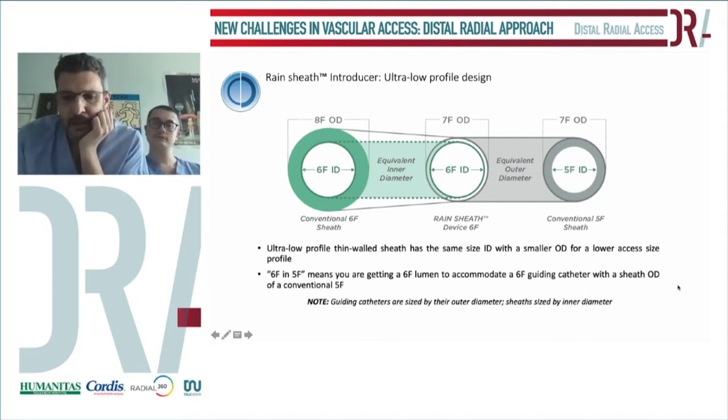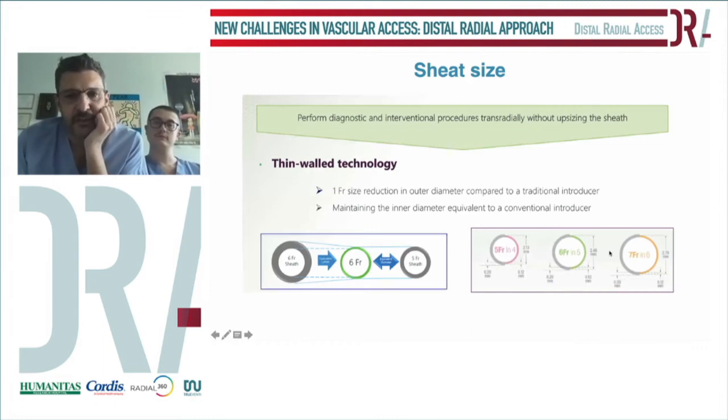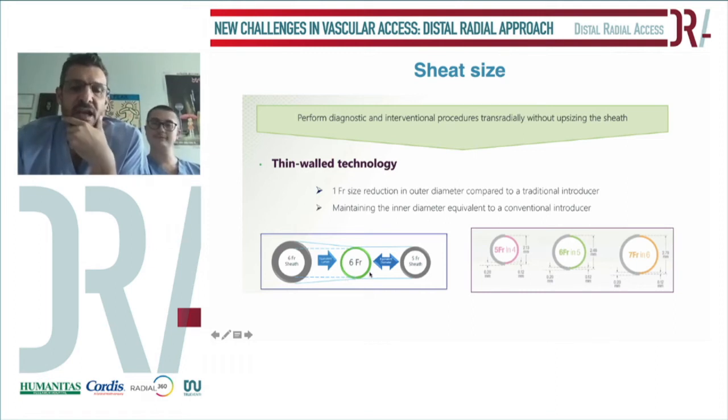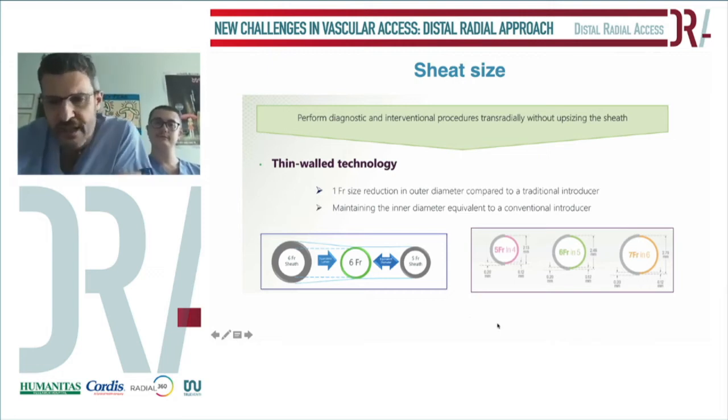Okay. Next, this is the same concept. This is the concept of the Glide Slender sheath, but it's the same. So the wall thickness is reduced, and this reduction could be the cause of kinking. For this reason, technologies that prevent kinking are very, very important.